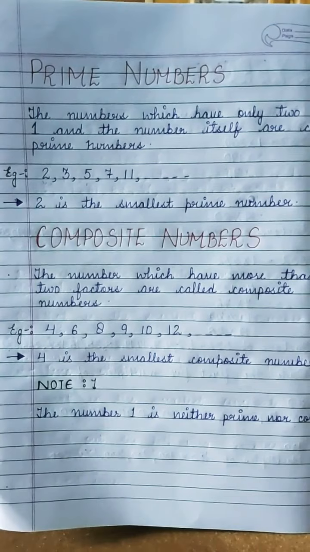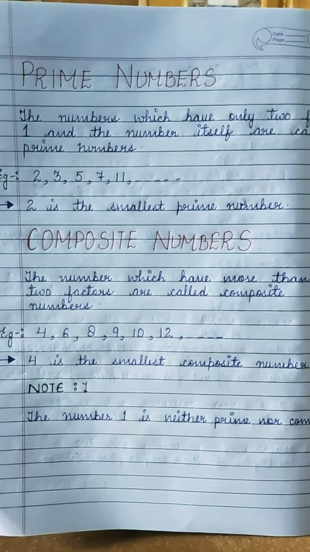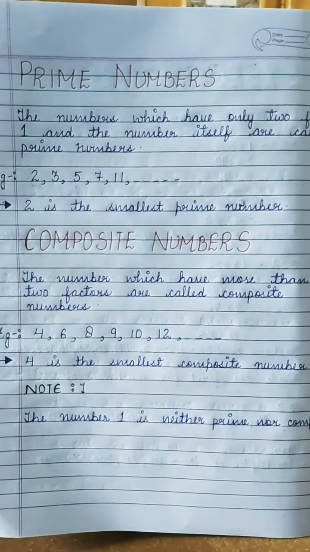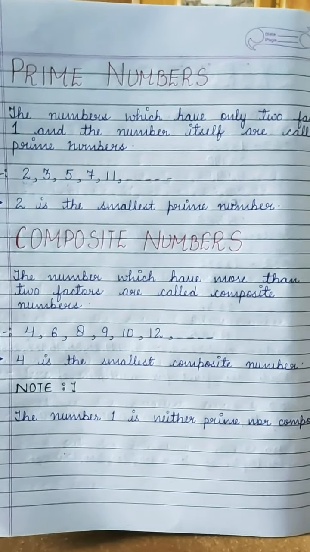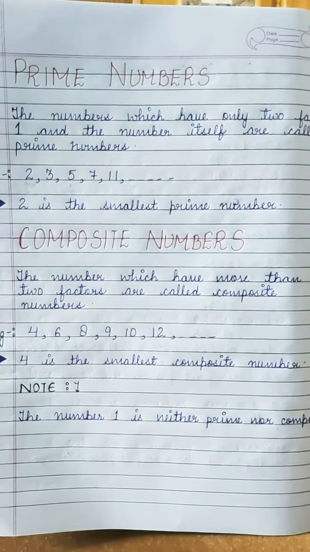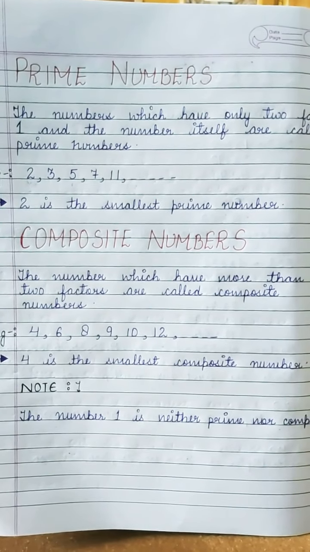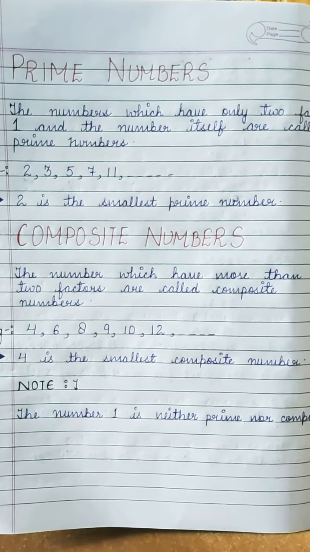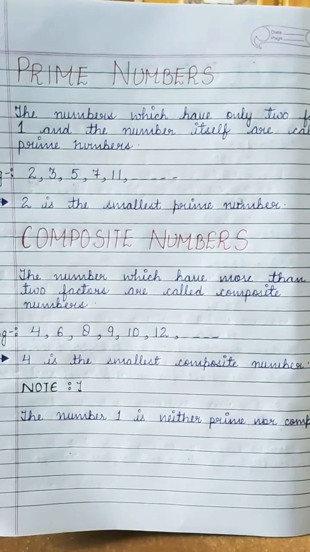For example 4, see how many factors 4 has? 4 has 3 factors, 1, 2 and 4. That means 4 has more than 2 factors. That is why it is a composite number. Again, coming to 6. 6 has 4 factors, 1, 2, 3 and 6. Okay, so all these numbers are composite numbers. Why? Because all these numbers have more than 2 factors.